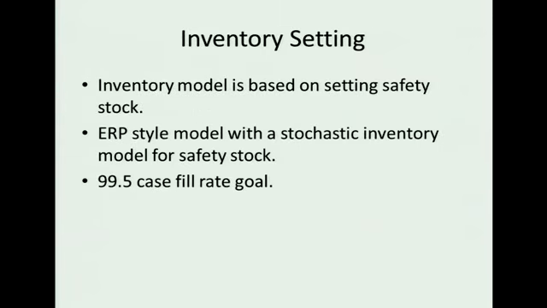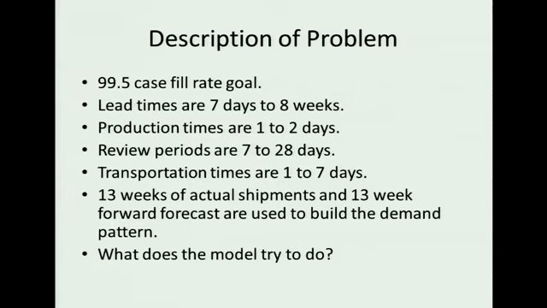The inventory model is based on setting safety stock, which is different than the models in the book, right? P&G's whole model is basically, how do we set the safety stock so that we can enter it into the ERP system? And their metric is fill rate. Let's try to fill 95% of our customers' orders and set our safety stock to those levels. So we're talking 95% fill rate, 7 to 8 days lead time, production time 1 to 2 days, periodic review, transportation times, and actual shipments. They have a forecast for 13 weeks.